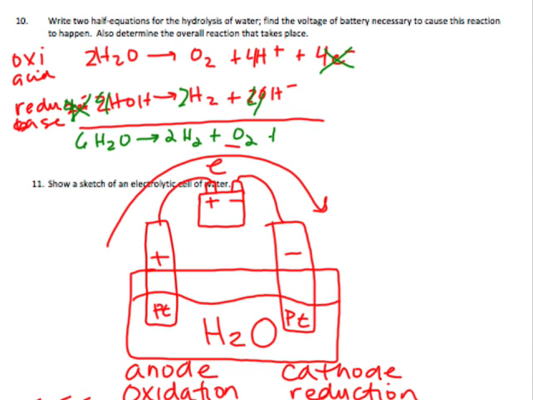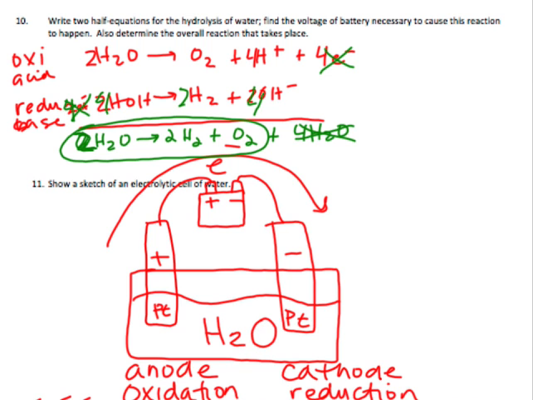It makes 4 waters. And once I have the 4 waters written down, what happens? They're going to cancel, leaving me with 2 H2O makes 2 H2 plus O2. That is the overall reaction for the electrolysis of water. Doesn't that make sense? We're taking water and splitting it into its gases. Okay, so that's important.